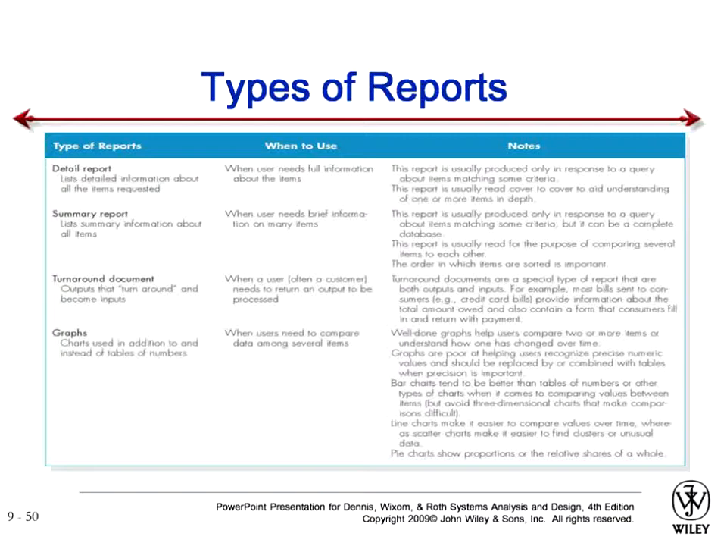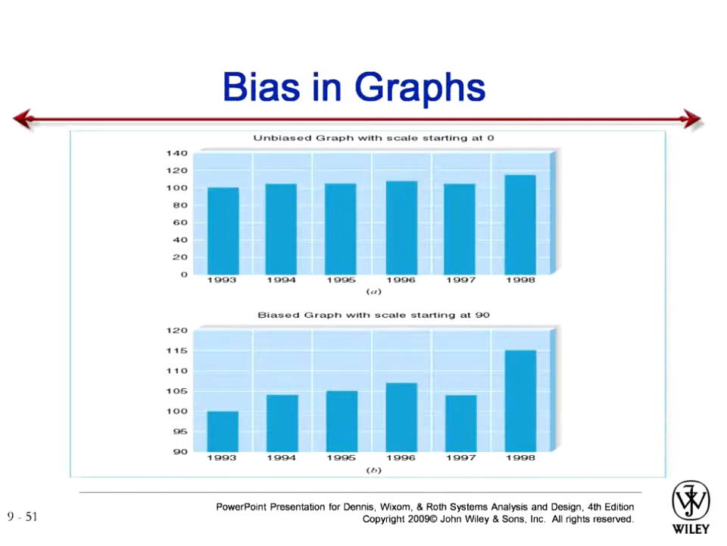The turnaround document outputs that turn around and become input. A turnaround document is generated when the output of one activity or process is going to be used as input in some other. So the turnaround document is generated when a user, often a customer, needs to return an output to be processed. The graphs are charts used in addition to or instead of tables and numbers when your user needs to capture data among several items. So at that time you can use graphs. So these are different types of reports and you can use them to generate output as per the need.